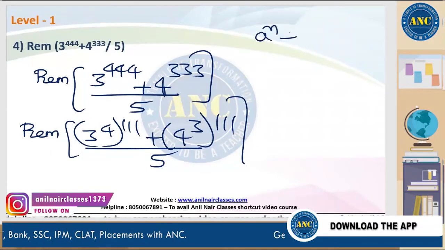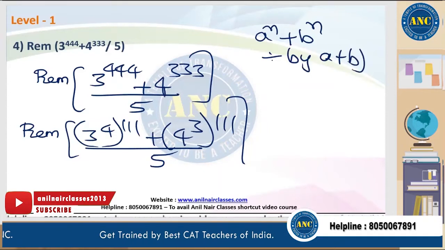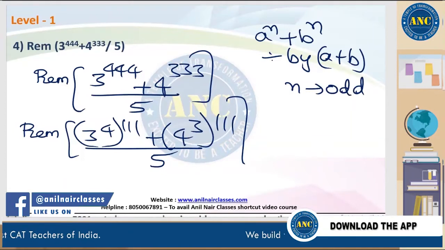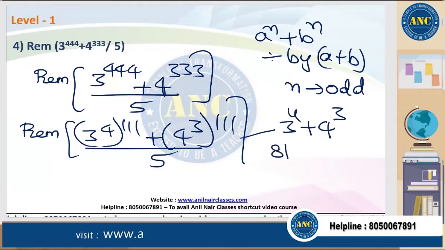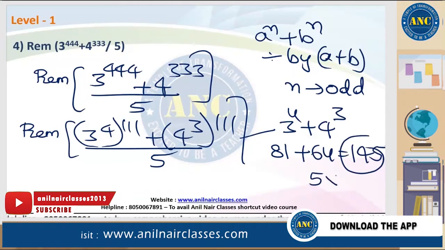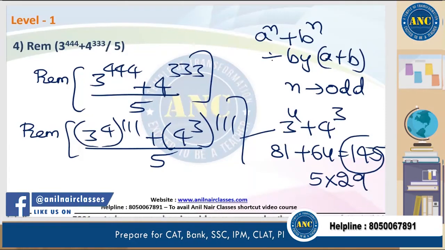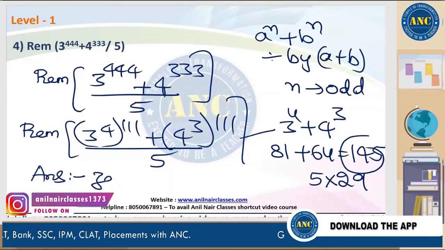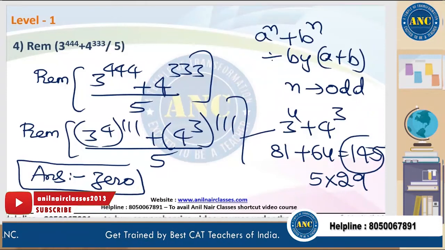Already we discussed in the second problem, a power n plus b power n is always divisible by a plus b if n is an odd number. Remember this. So 111 is an odd number, so the numerator is divisible by 3 power 4 plus 4 power 3. 81 plus 64 is 145. 145 is nothing but 5 into 29. Any number divisible by 145 is also divisible by the factors of 145. So the answer for this question is 0. I hope the idea is clear.